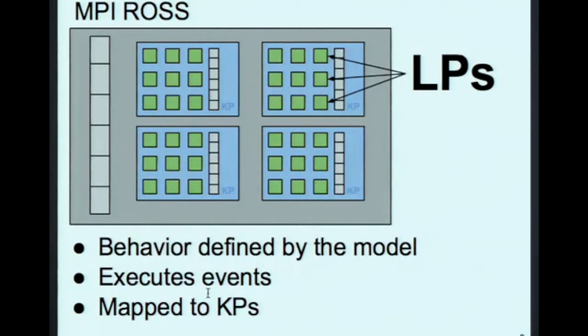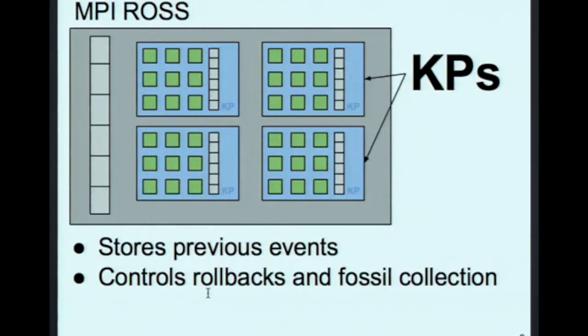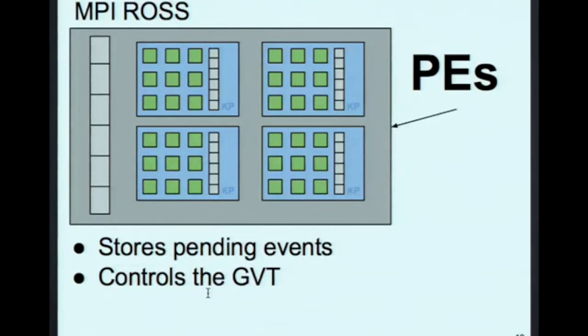And in the MPI version, they are mapped to what are called KPs, which are shown here in blue. KPs are just a way to aggregate these very small grain LPs into a larger grain size. They store the previous events, so they keep track of the history for all of the LPs located on a single KP. Because of this, they control the rollback and the fossil collection. And finally, we have PEs. PEs store the pending events that have come into the PE for the LPs that are local to that PE, and it also controls and stores the data for computing the GVT.